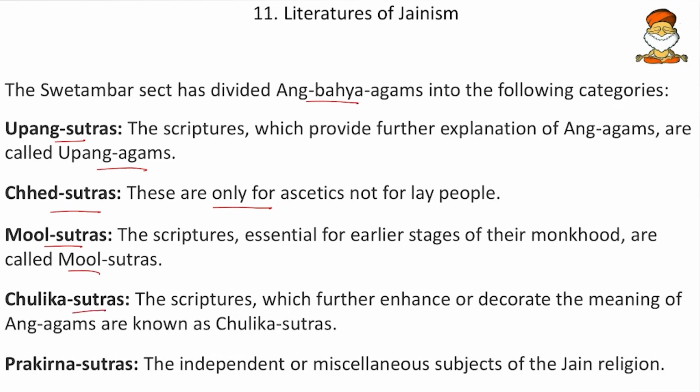And then we have Chulika Sutras. So the scriptures which further enhance or decorate the meaning of Angagams are also known as Chulika Sutras. And then Prakirna Sutras, that is the independent or miscellaneous subjects of Jain religion. So these are some of the books.